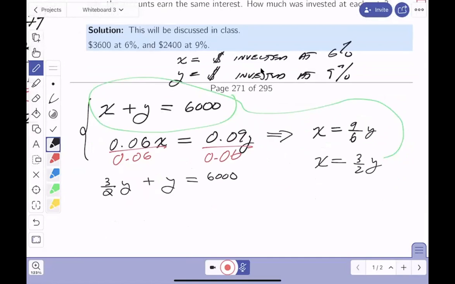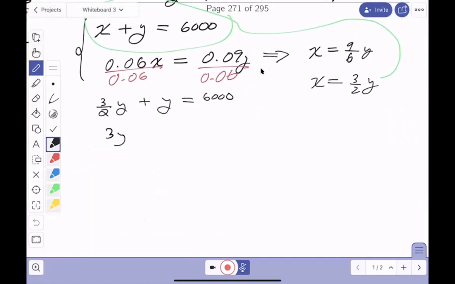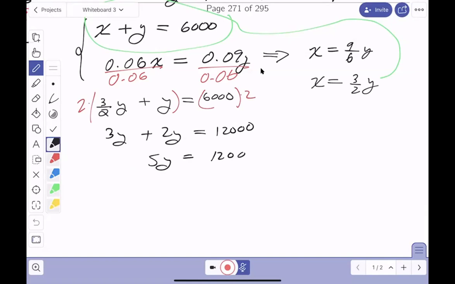Multiply both sides by 2. What do you get? 3y plus 2y equals 12,000. Again, I multiply both sides by 2. I'll write that down for you. Now what do you do? Well, I'm going to add them together. You get 5y is equal to 12,000. And now I'm going to divide by 5.